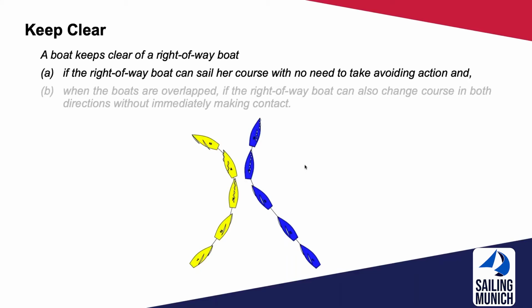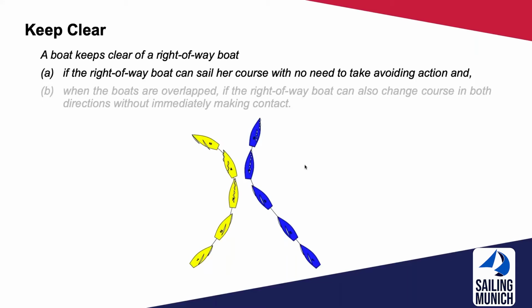So there's 2 parts. I've grayed out the second part because we'll get to that a bit later. But if we look at the first part, a boat keeps clear of a right-of-way boat if the right-of-way boat can sail her course with no need to take avoiding action. So if we look here at blue and yellow that are obviously on a collision course, they're getting closer together. There will come a point at which the right-of-way boat, in this case blue, needs to take avoiding action in order to avoid a collision. At the moment that happens, that is when yellow will have failed to have kept clear.